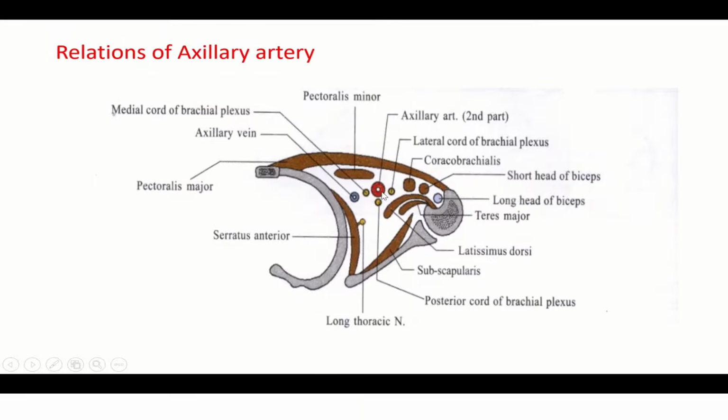So here you can see, this is the second part of the axillary artery. The lateral cord is lateral, the posterior cord is posterior, and the medial cord is medial. And one more medial relation is the axillary vein. Behind you can see the subscapularis. In front you can see the pectoralis minor and then major.